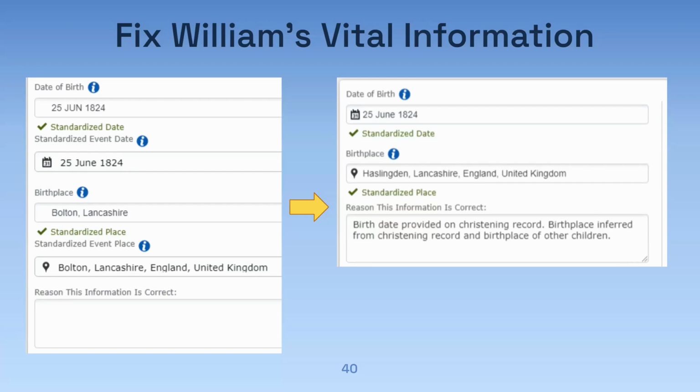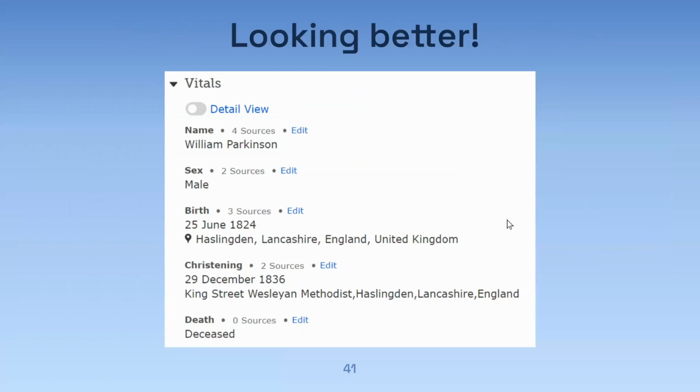And it is okay to make strong inferences because sometimes we don't find a source that exactly says that, but we have really strong reasons to believe it. There's a difference between making a justified inference and jumping to a conclusion without any evidence at all. So we want to make inferences only if we're really, really certain, maybe 95 to 99% certain that that information is correct. And so this is what William looks like when the dates have been standardized and the places have been corrected.